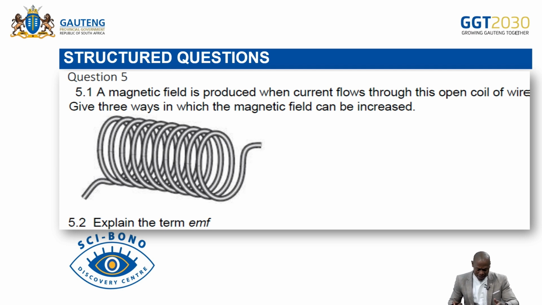Then this one, a magnetic field is produced when current flows through this open coil of a wire. Give 3 ways in which the magnetic field can be increased. So we can increase, I think here they were referring to the current, ne? I think we need to check that, ne? Because we can only increase the magnetic field by using a stronger magnet, okay? But if they were asking about increasing the current that is induced.